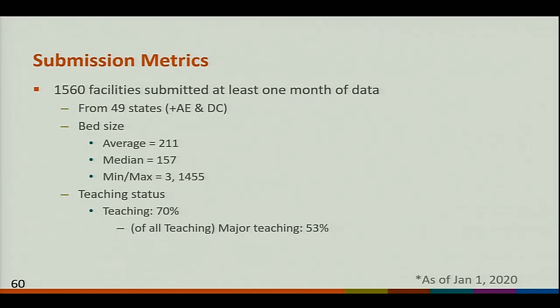So these facilities are located in 49 different states. You can see our bed size average is 211 with a median of 157. We have some very small and very large facilities submitting AU data. Of those facilities submitting data reported on their annual NHSN facility surveys, 70% of them consider themselves a teaching hospital. And then of all teaching hospitals, 53% consider themselves major teaching.